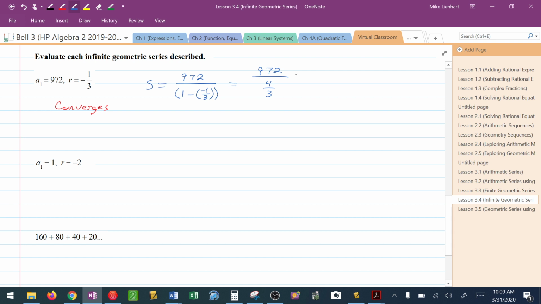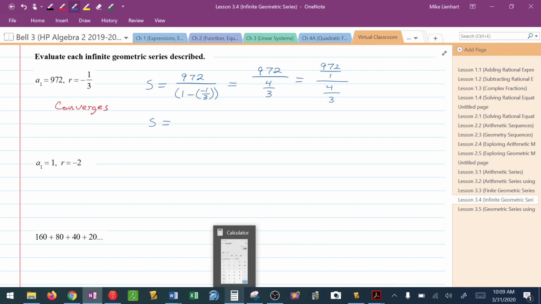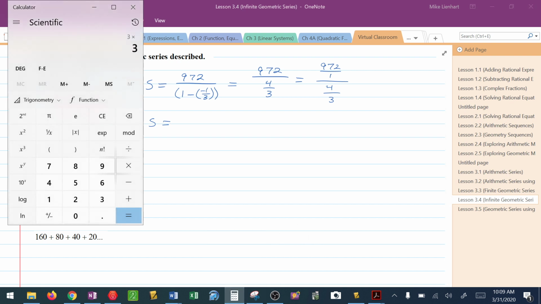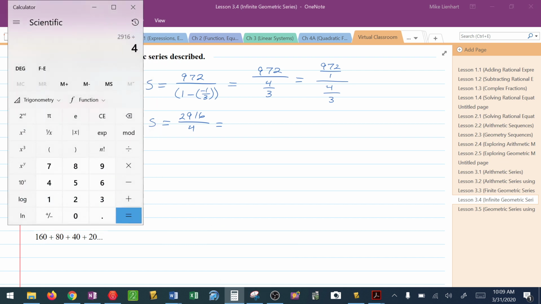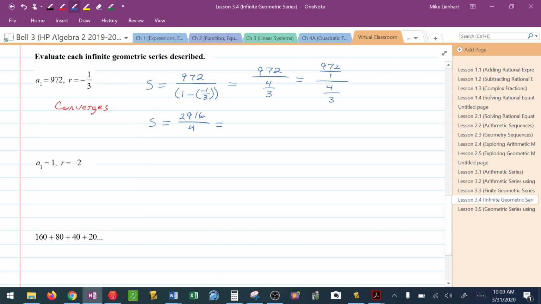Now, you guys know me. The way that I like to think of this is I say, well, that's really 972 over 1 divided by 4 over 3. So I get a sum here. I'm going to use big C, little c. 3 times 972. That gives me 2916 over 1 times 4 is 4. And I'm going to go ahead and see if that divides out nicely. And it does. And I get a sum of 729.